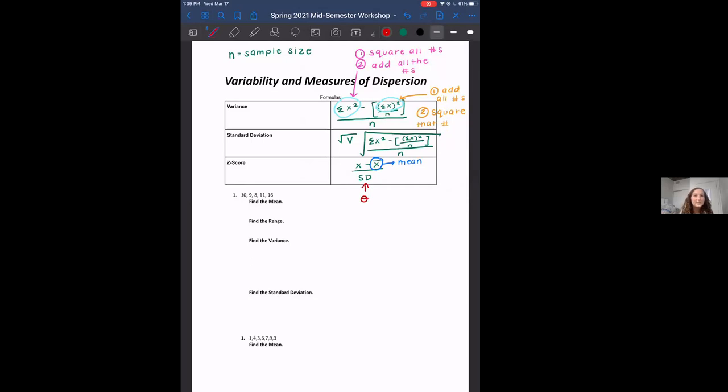All right, good. Let's move on to the first problem. We're gonna find the mean, the range, the variance, and the standard deviation. So let's start. We're gonna have a poll on this one. Go ahead and find the mean, and then you can just pick whatever you get on the poll.